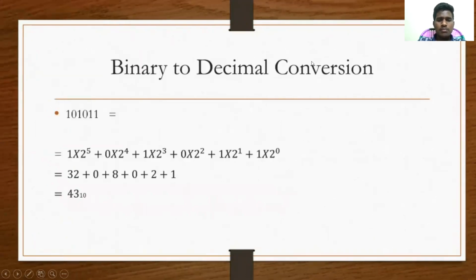Next, binary to decimal conversion. Here we will see one example. Here 101011 is given, and we have to start from the right side bit. That is 1 into 2 power 0, and the next bit 1 into 2 power 1, plus 0 into 2 power 2, plus 1 into 2 power 3, plus 0 into 2 power 4, plus 1 into 2 power 5. The sum of all these values will give the decimal number of this binary number.